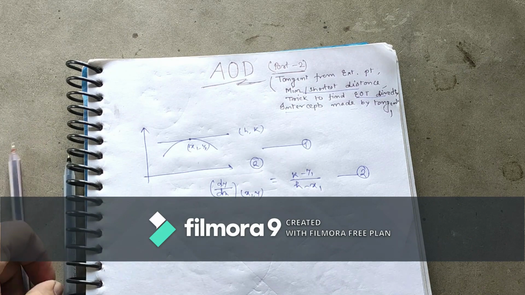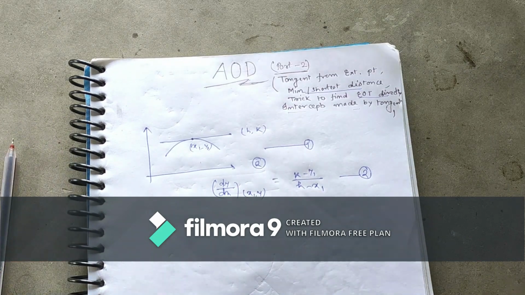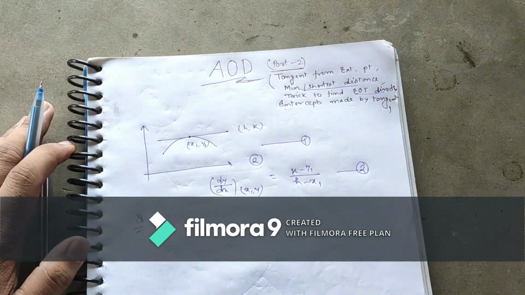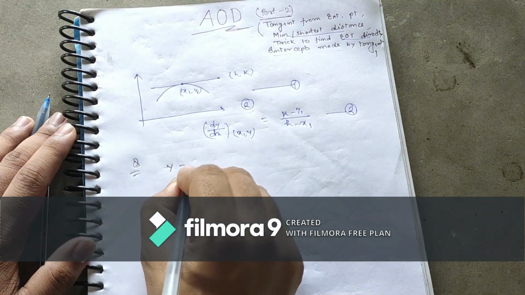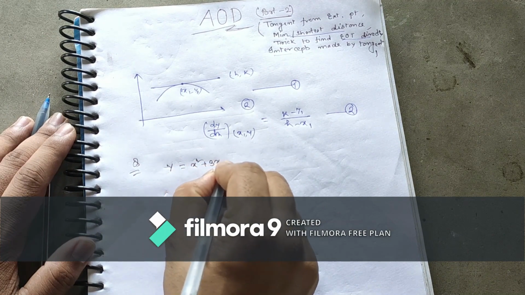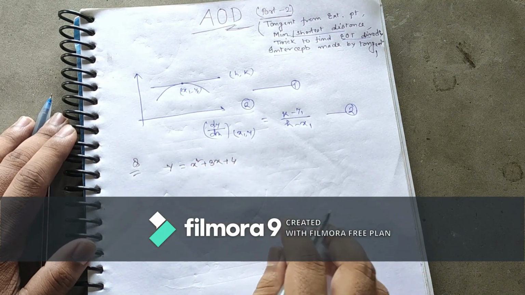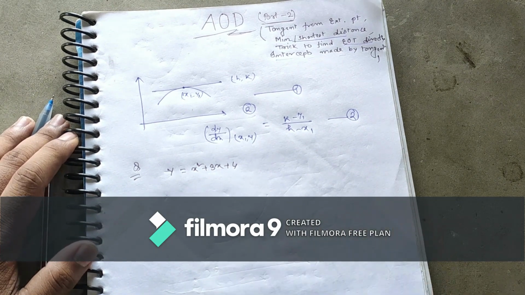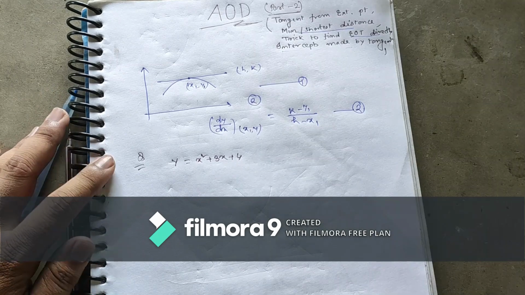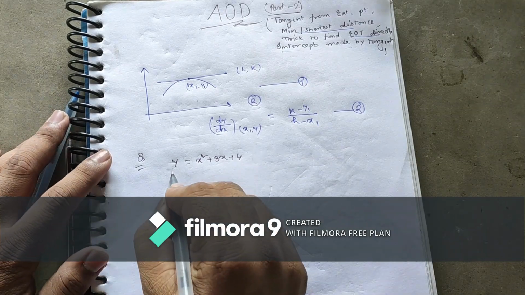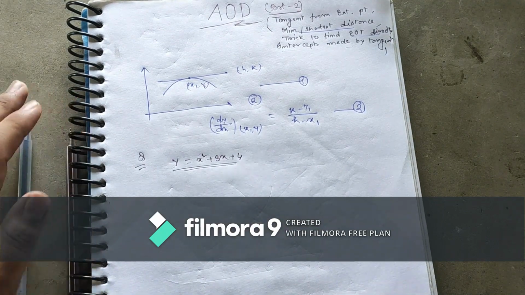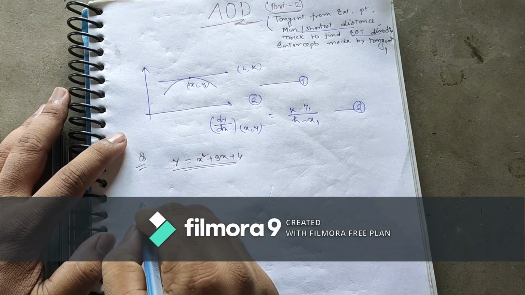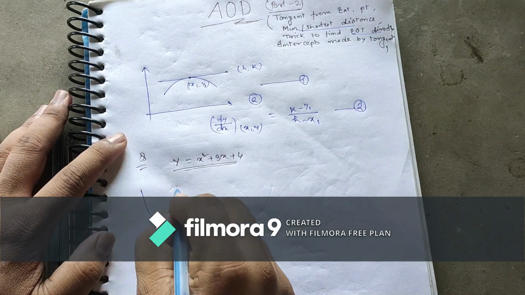So let's start with an example. The question is: find the coordinate of a point on the curve y equals x square plus 3x plus 4, the tangent at which passes through the origin. We have to find the point from which the tangent on this curve passes through the origin.